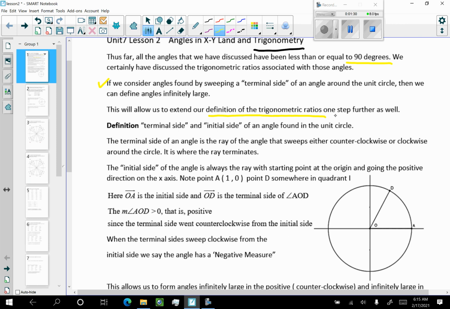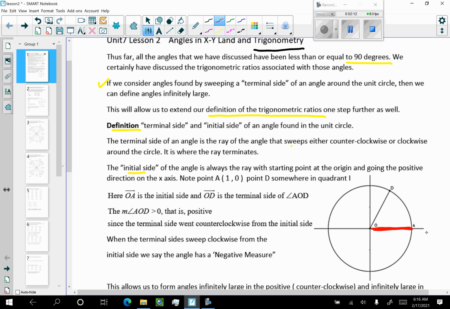And the first thing we need to do is think about these different angles. And this is going to be hard for some of us. So here's a good definition. We have the terminal side of an angle and initial side of an angle found in the unit circle. The terminal side of the angle is the ray of the angle that sweeps counterclockwise or clockwise around the circle. It is where the ray terminates. The initial side is always the ray with the starting point at the origin going in the positive direction. This is always the initial side of all of your angles.